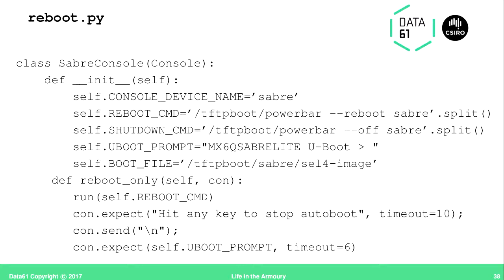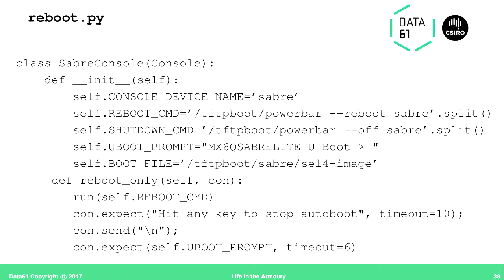So here's the one for the saver. We set up some variables. We say what the name of the device is. That's the console device name, so when you say console saver, you get the saver's console. And all the configuration in the console server knows which port to telnet to get that information. The power bar command is the massive shell script we've got to turn on and off those relays. So reboot saver just turns it on and turns it off, and you're done.